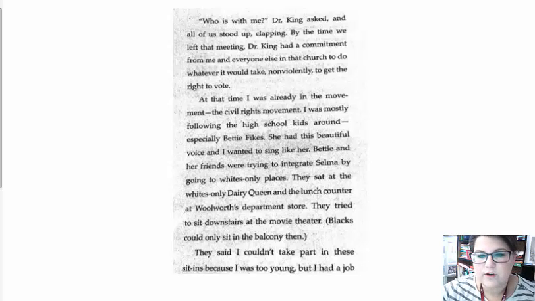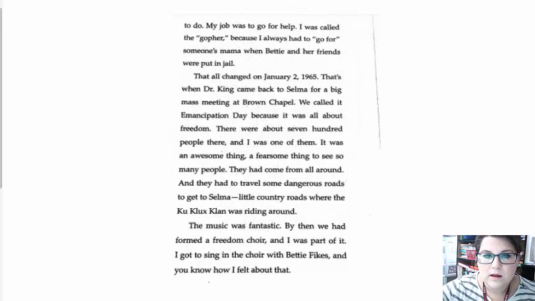Betty and her friends were trying to integrate Selma by going to whites-only places. They sat at the whites-only Dairy Queen and the lunch counter at Woolworth's department store. They tried to sit downstairs at the movie theater. Blacks could only sit in the balcony then. They said I couldn't take part in these sit-ins because I was too young, but I had a job to do. My job was to go for help.